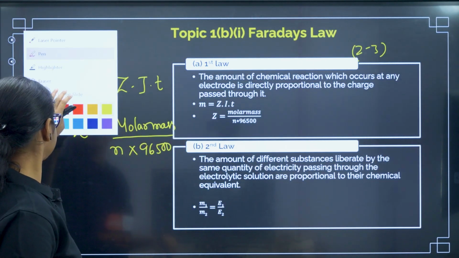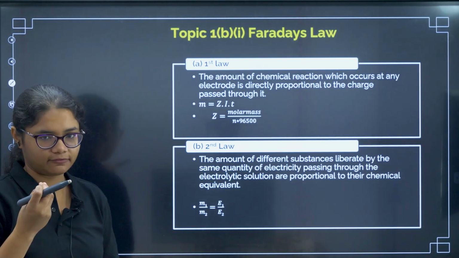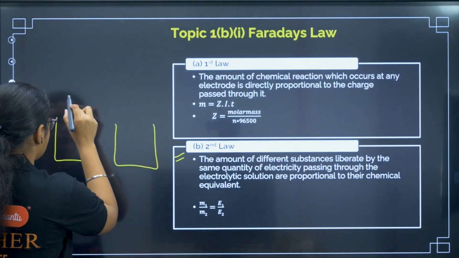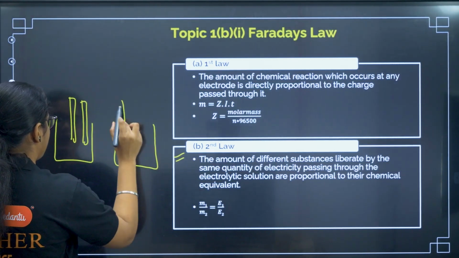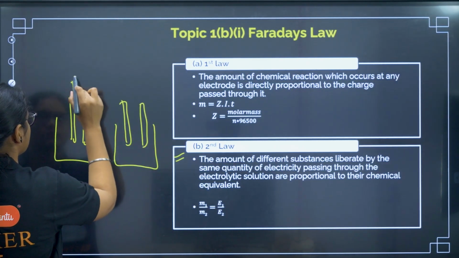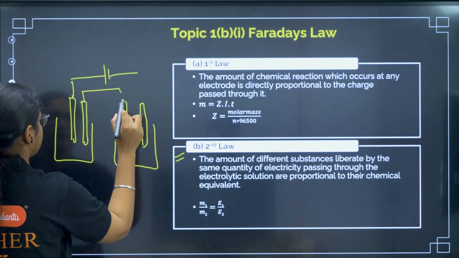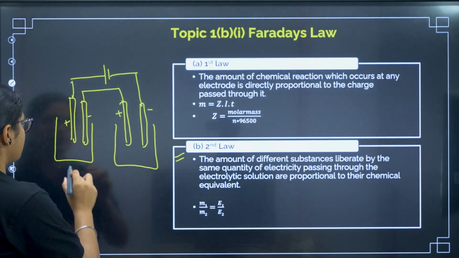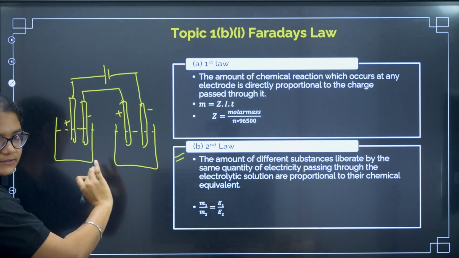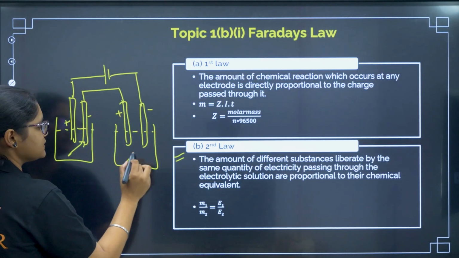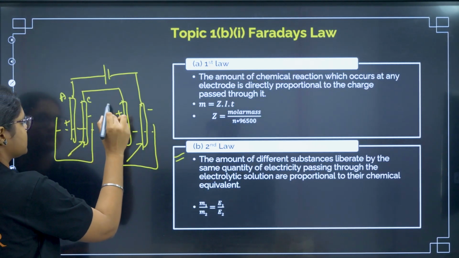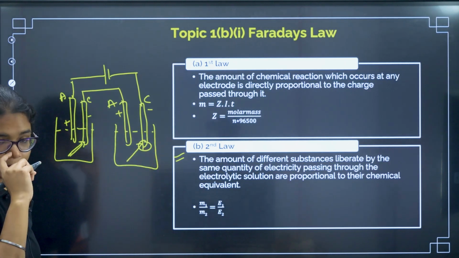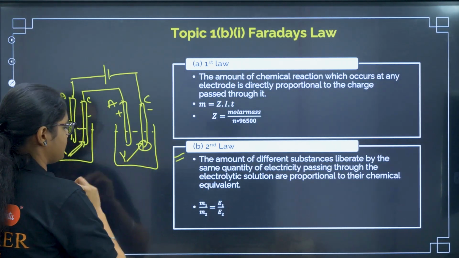Now coming to the second law. In the second law we'll get very few questions, not a very important law. So what does it tell? Suppose you have two electrolytic cells and you have connected them in series, right? So plus, this is minus, this is plus, this is minus. Now you have allowed the same amount of current to pass through these two cells. So here some mass will be deposited, here also some mass will be deposited. This is anode, this is cathode, and cathode. Suppose X is deposited here and Y is deposited in this case.